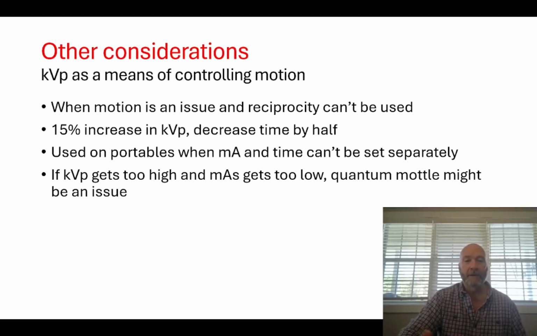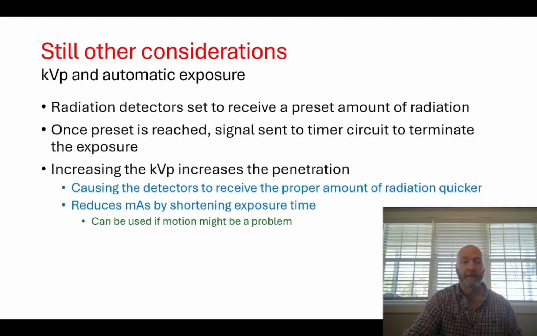So the other thing that we have to consider, though, is if kVp gets too high and mass gets too low, then we might introduce quantum mottle. If you're familiar with some of my other videos, I have my students do experiments in their sophomore year where they play with technical factors and present their findings to the class. And quantum mottle is one of those things that for the last 2 years none of my students have been able to demonstrate. So it may be that our image receptors are becoming sensitive enough that quantum mottle is potentially a thing of the past.